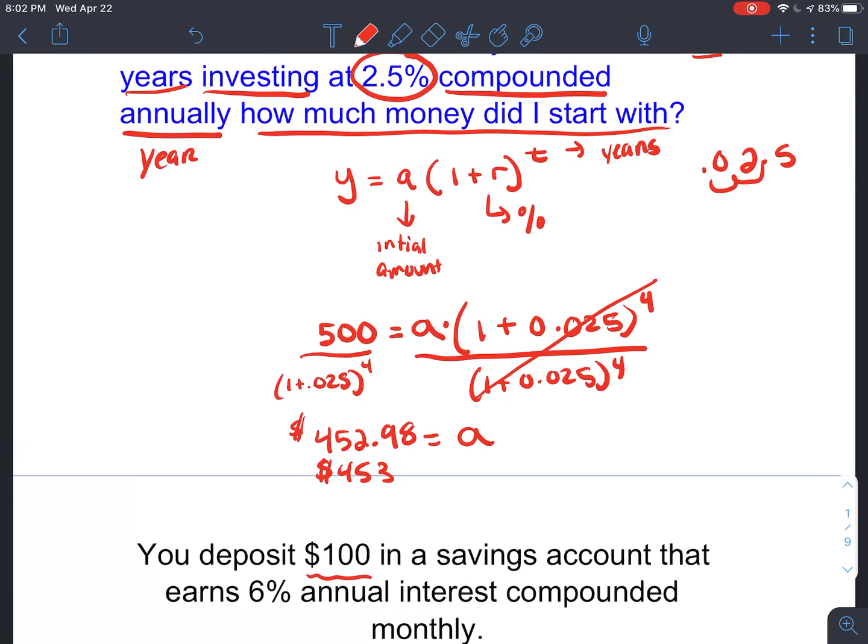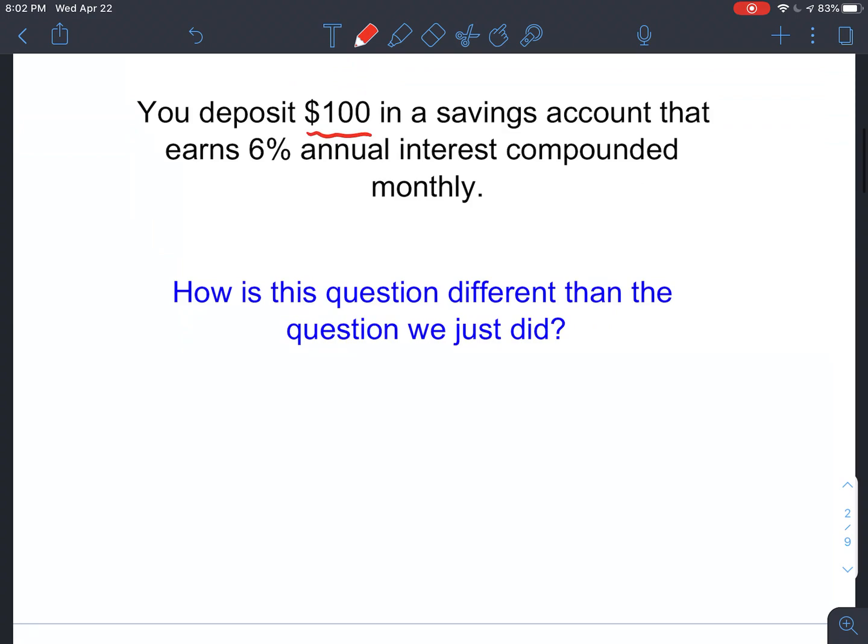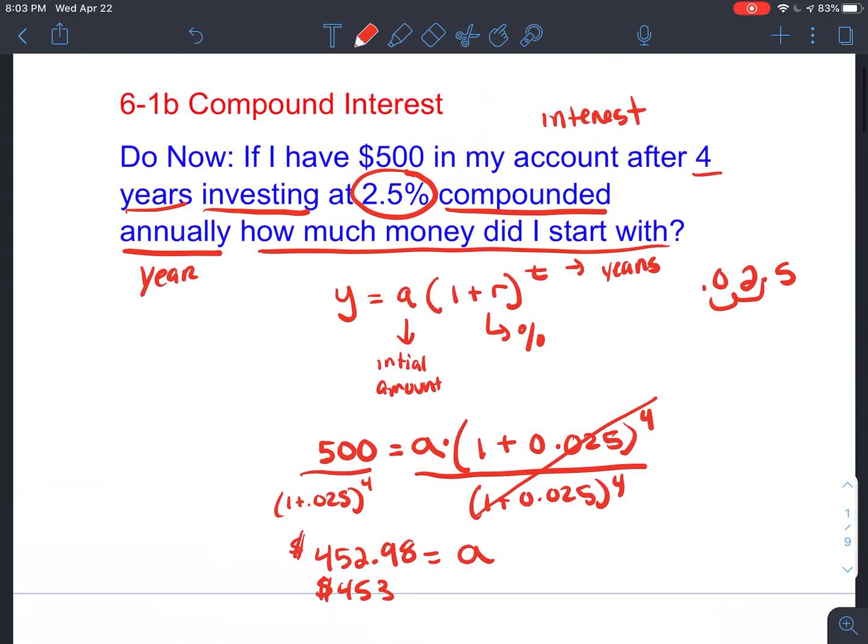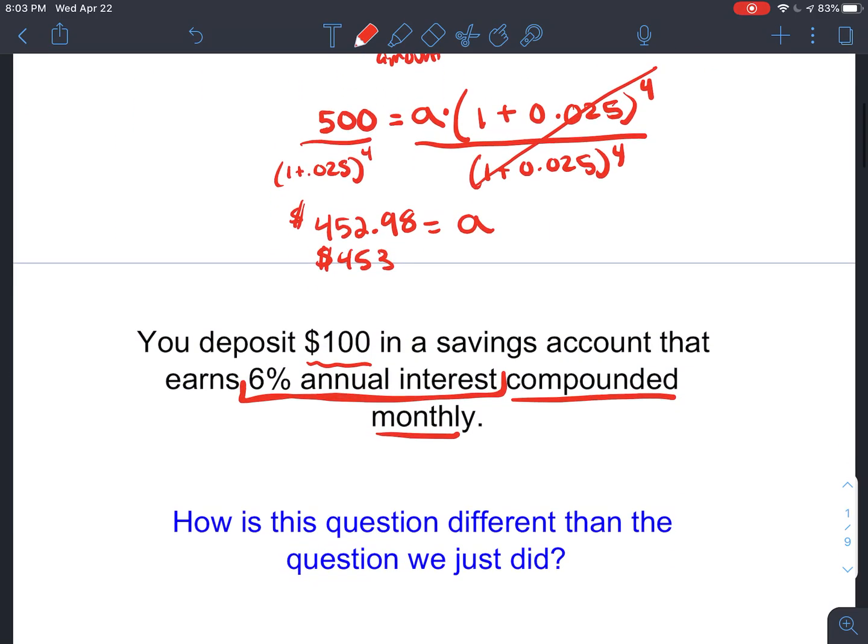Okay? In the first question, it says compounding annually, meaning it is applying interest every year. In this question down here, we are compounded monthly. Well, first off, we have to figure out what that means. Well, 6% annual interest is still the same concept. So over the entire year, I'm still going to be making 6%. However, when they apply this 6% is going to be at different time periods than in the first question.